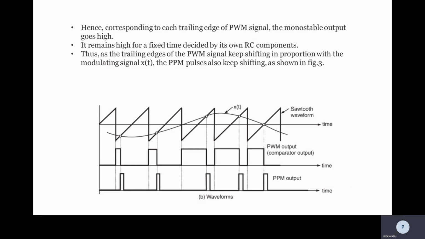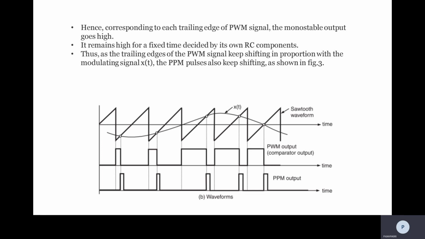Hence, corresponding to each trailing edge of a PWM signal, the monostable output goes high. It remains high for a fixed time decided by its own RC components. Thus, as the trailing edges of the PWM signal keep shifting in proportion with the modulating signal x of t, the PPM pulses also keep shifting as shown in the figure.